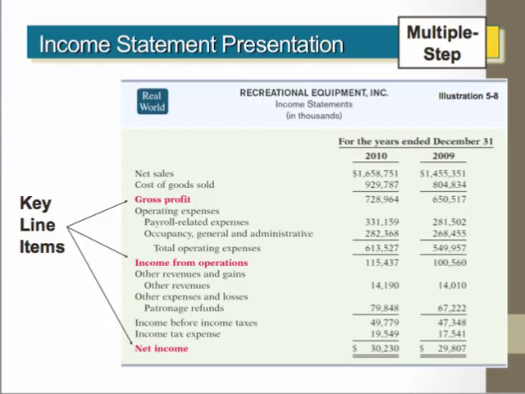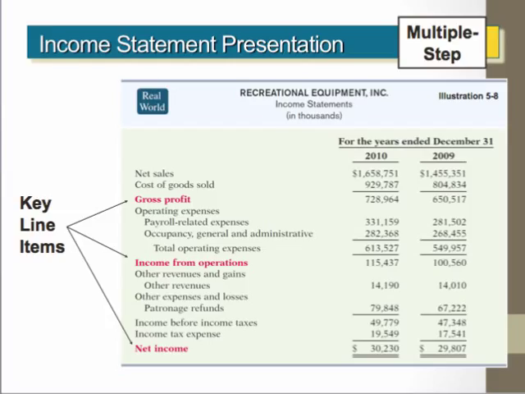Notice here for the 2 years 2009 and 2010, we show the sales minus the cost of goods sold that we computed in the prior video. Subtract the cost of goods sold to give us gross profit, which is the profit made on the sale of the inventory. Then we subtract out the operating expenses to get the income from operations. Income from operations is the income generated from the company's daily operations.